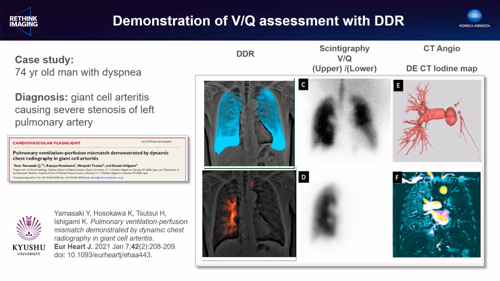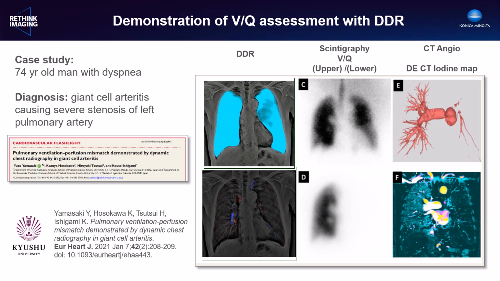The utility of both these analytics is demonstrated in an interesting case study by Dr. Yamasaki and his colleagues at Kyushu University. A 74-year-old man presented with dyspnea, and these novel images detected normal ventilation dynamics in bilateral lungs, as you can see in the top image on the far left. However, there was severely decreased perfusion in the left lung, as we see in the image below it.